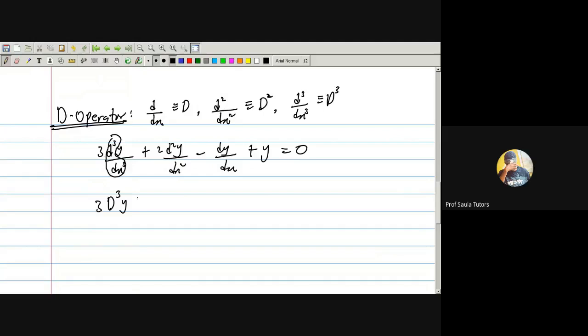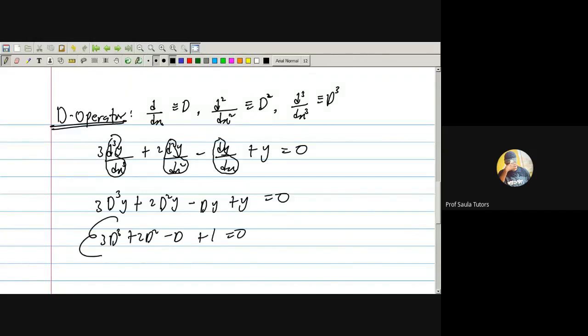3D cubed y. Nice. Then plus 2. This d squared over dx squared is the same thing as what? D squared. Great. So D squared y, minus, what's d over dx? d over dx is D, exactly. Then remember I have y: minus Dy plus y equals 0. Something is common to all of them, y, so I can divide through by y. I'll be having 3D cubed plus 2D squared minus D plus 1 equals 0. You see this thing now? It is like a cubic polynomial equation, so I can solve this the same way I always solve normal polynomials in mathematics. That's what I mean by the D operator: we can handle it like normal x and y. Are we together?